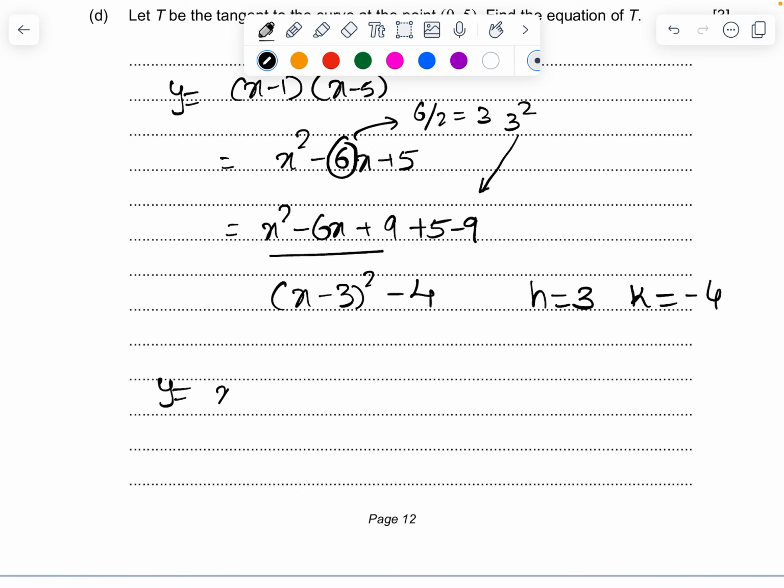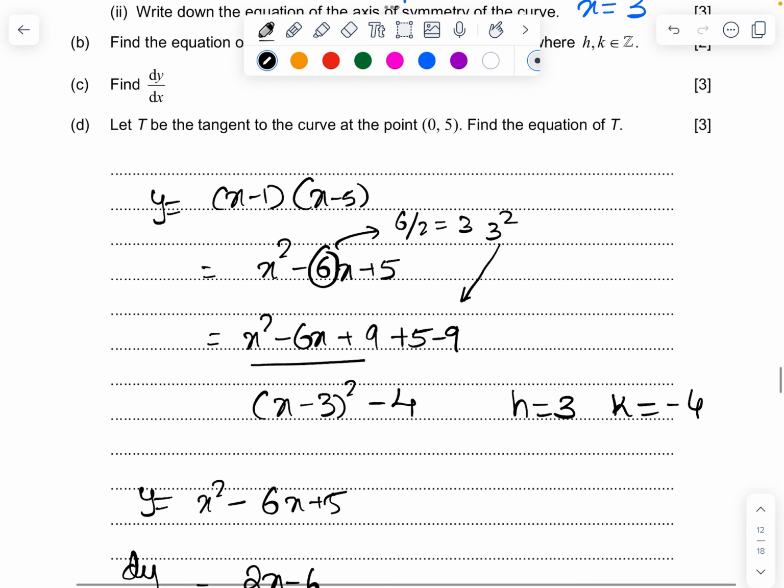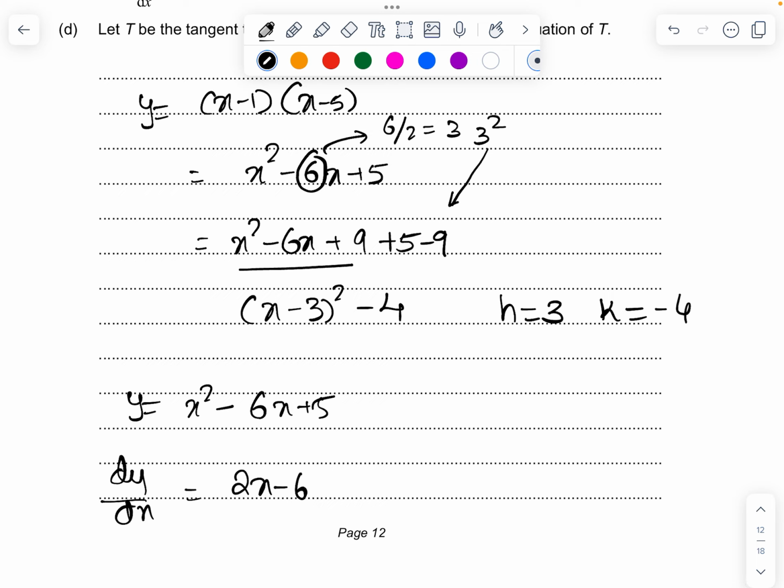Find dy by dx. So y equals x square minus 6x plus 5. So what will be dy by dx? dy by dx will become 2x minus 6. Let t be the tangent to the curve. Find the equation of the tangent.